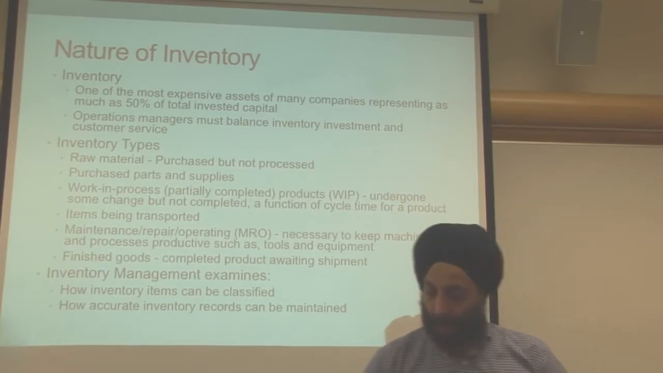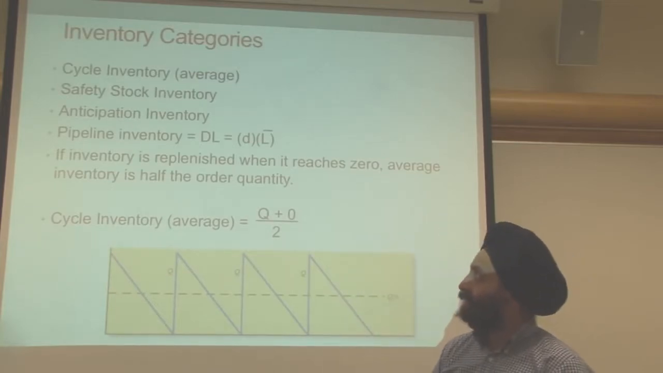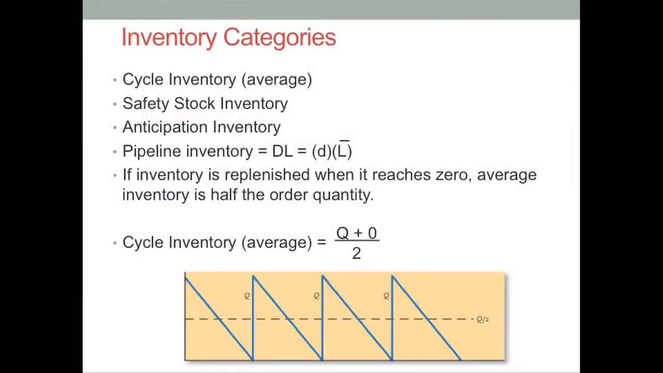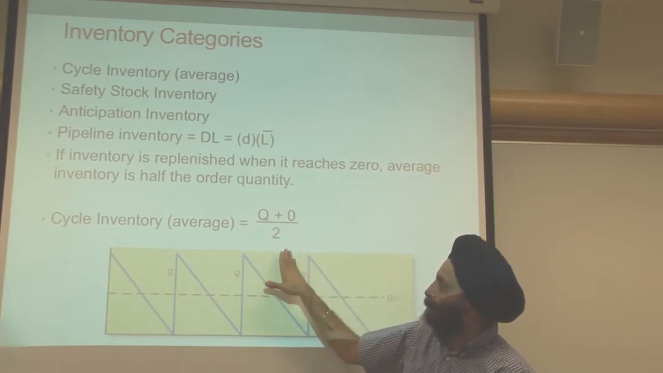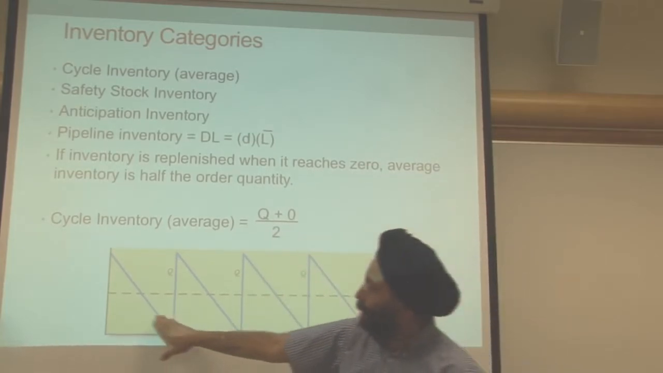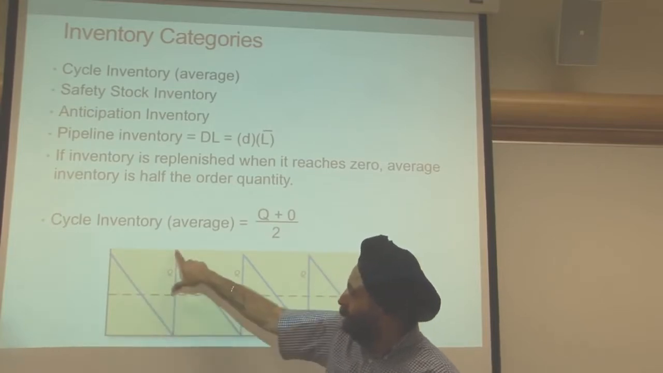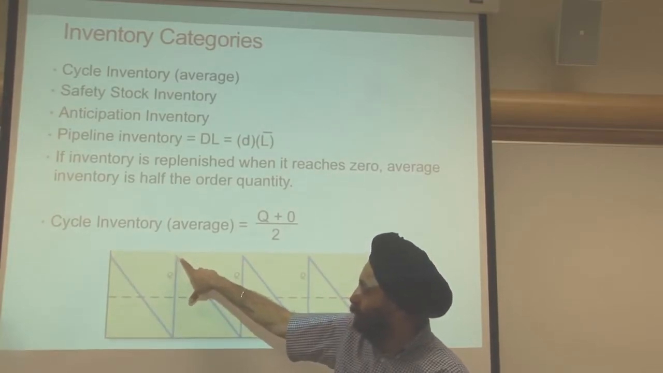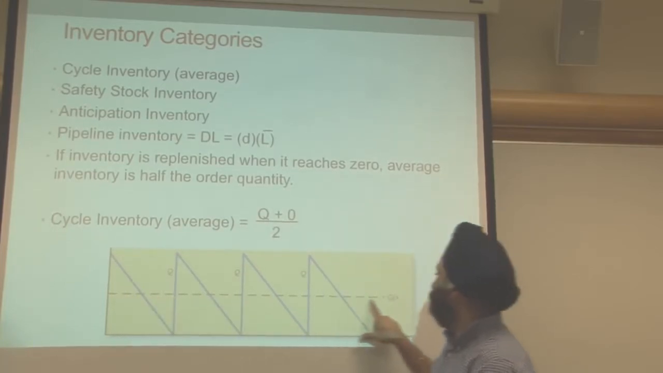Now, in terms of inventory categories, you have the cycle inventory, and the average cycle inventory is (Q + 0) / 2. In a given cycle, the maximum inventory at any given time is Q and the minimum is 0. On average, it's Q divided by 2.